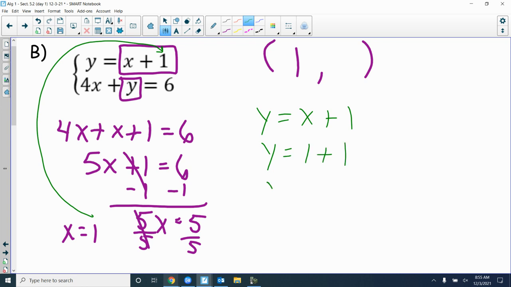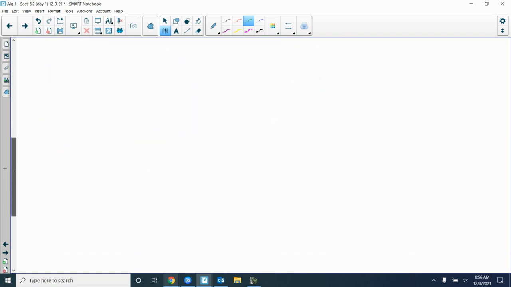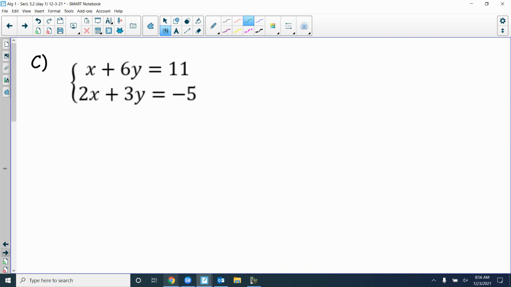I mean, this one was a very simple one. Obviously, 1 plus 1 is 2. And if we put that in Desmos, put these 2 in, they're going to hit at 1, 2. Substitution, putting something in for something else.